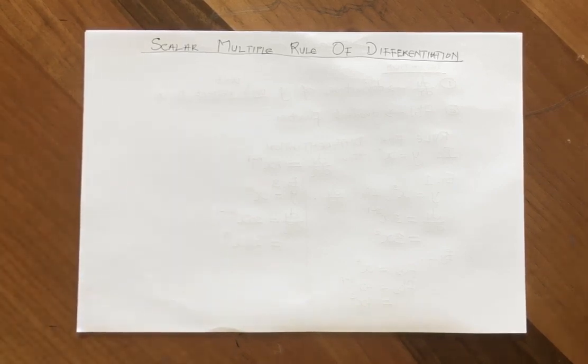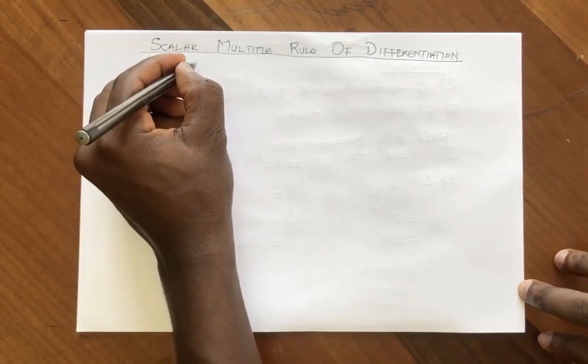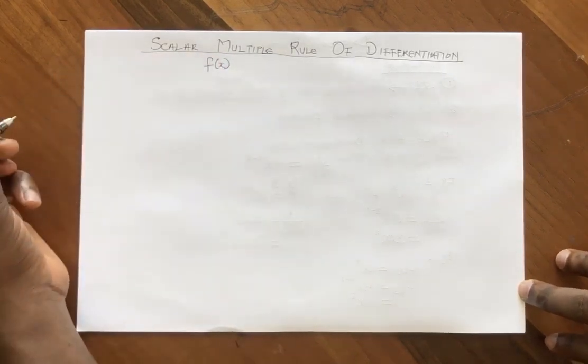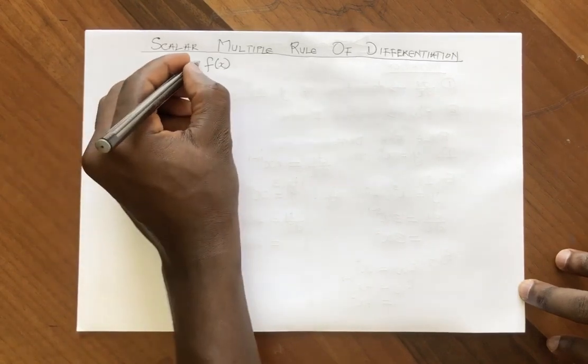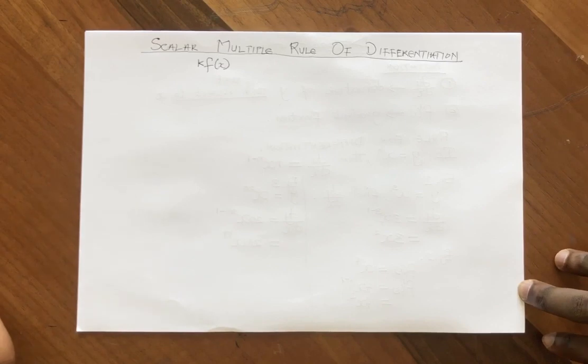In this lesson, we shall talk about two things: the scalar multiple rule of differentiation, and then we will look at the addition or subtraction rule of differentiation. So let's start with the scalar multiple rule of differentiation. If a function is given as f of x, and there is a scalar multiplying the f of x, how do we differentiate this?